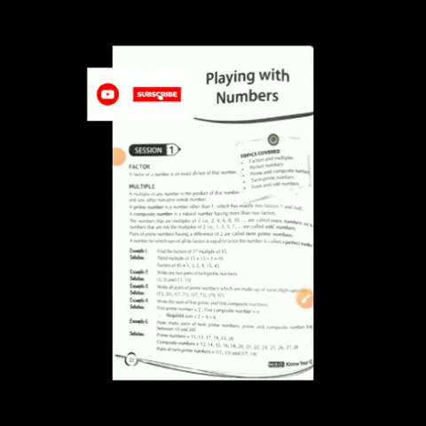It is all about studies, and today we are going to learn about playing with numbers. Playing with numbers is a chapter all about factors, multiples, LCM and HCF. Now, the very curious question that arrives in our mind when we first learn this chapter is, what is the importance of playing with numbers or LCM or HCF in our life?